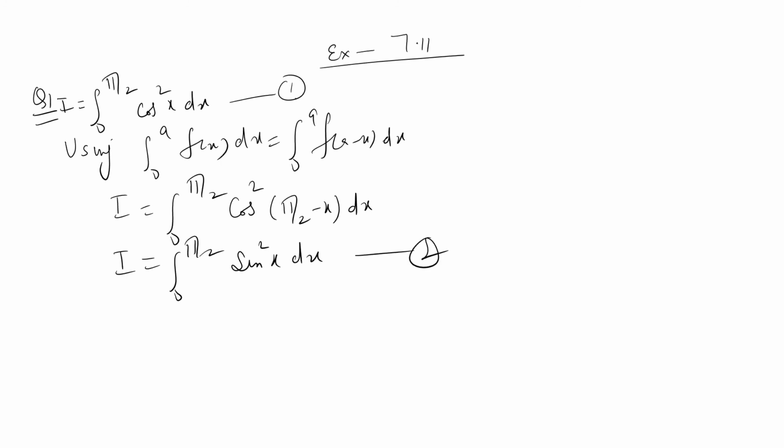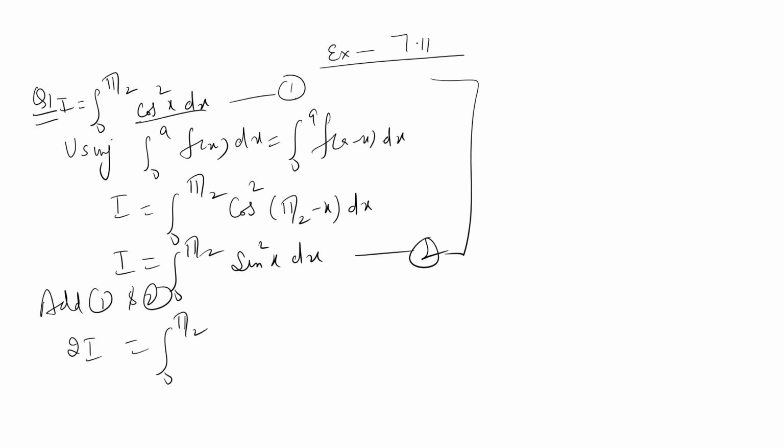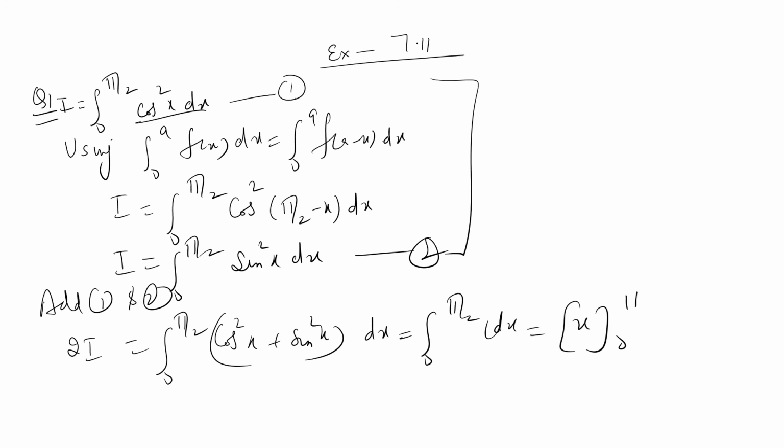Right? So after you apply the property, what will you do? You will add 1 and 2. So you will find how it makes the question simpler. When you add, both the integrals will be added with the integrand as cos square x plus sine square x dx, which is the integral from 0 to pi by 2 of 1 dx, which can be written as x from 0 to pi by 2. This is pi by 2. Your 2I is pi by 2, which implies I is pi by 4. तो ये क्वेश्चन को कितना सिंपल कर देता है.